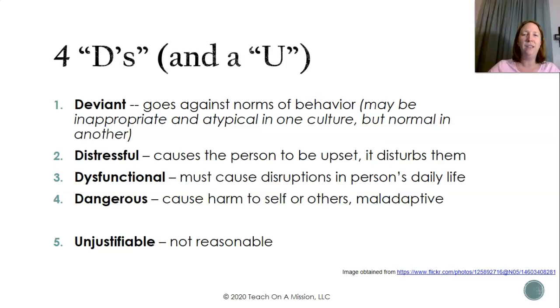The first one is deviant behavior, where the behavior goes against the norms of the culture that the person lives in. Something that may be inappropriate or atypical in one culture might be normal in another, so this is not a worldwide definition. There are definitely phobias and other behaviors that are prevalent in one society and not another.